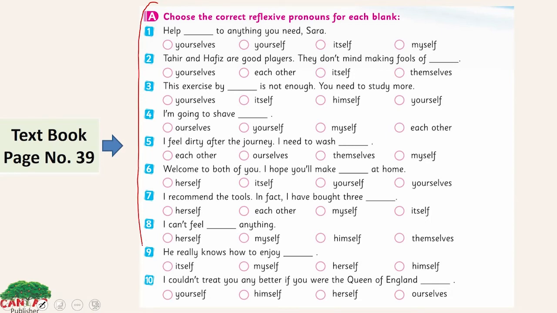39 पेज पे आपकी टेक्स्ट बुक में सेक्शन A है. Choose the correct reflexive pronoun for each blank. "Help to anything you need, Sara." Here the pronoun is you. The person is referring to Sara, that अपनी मदद खुद करो जो तुम्हें चाहिए. So yourself? No, this is incorrect. Itself? No, this is about you, the pronoun you. Myself? No. Yes, the yourself is the right option here.